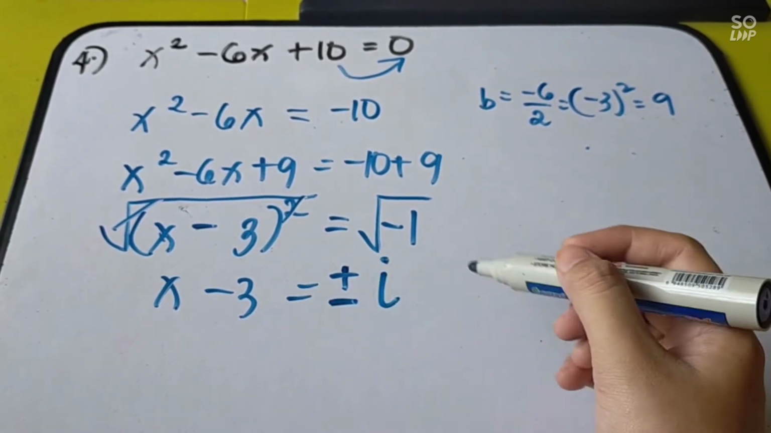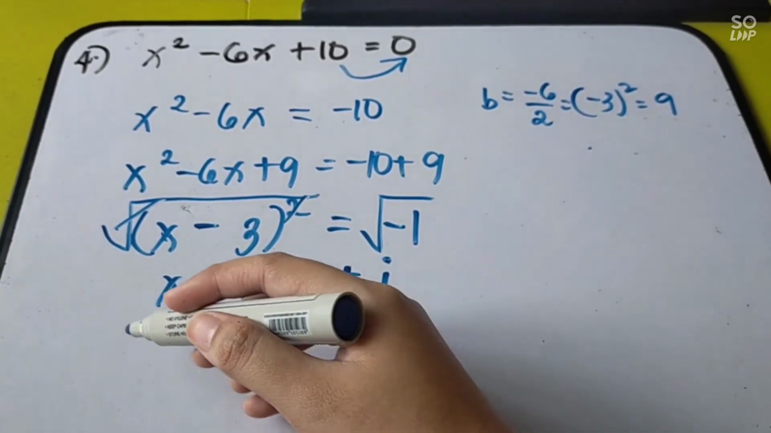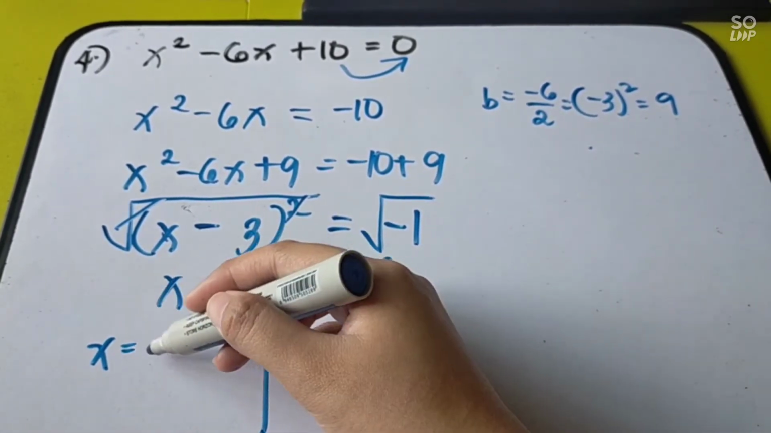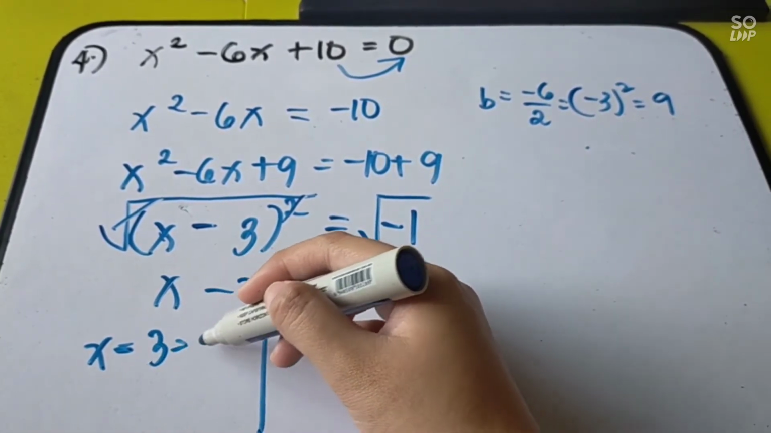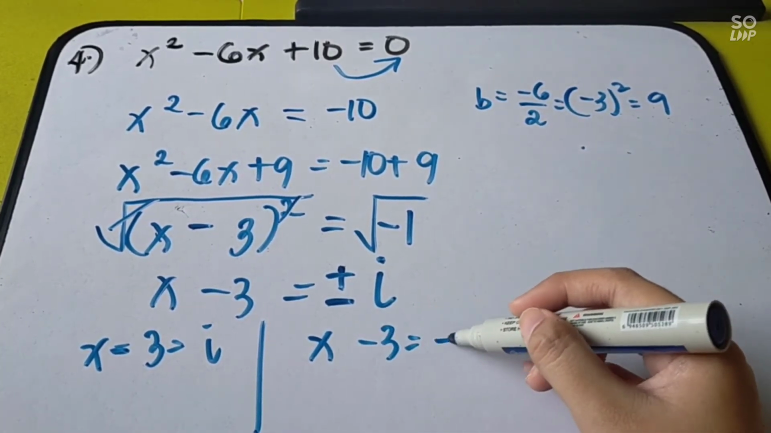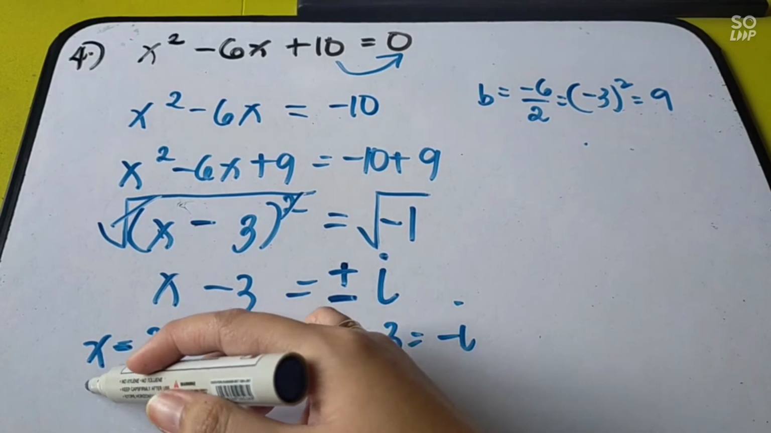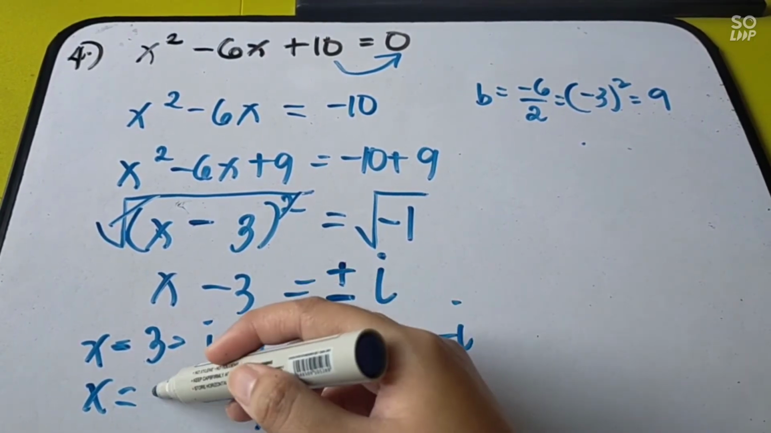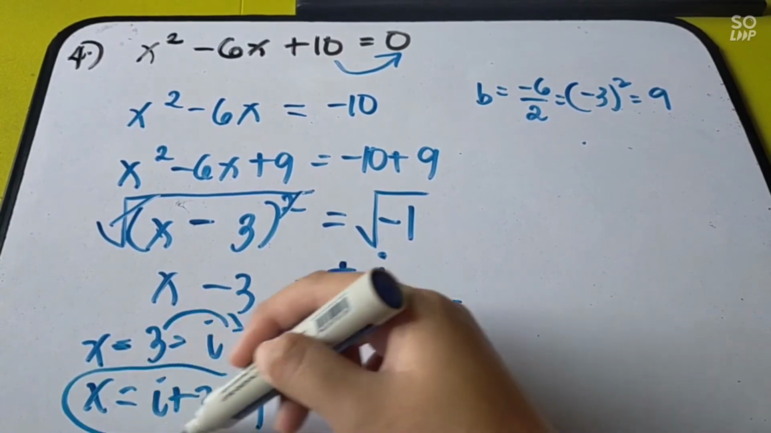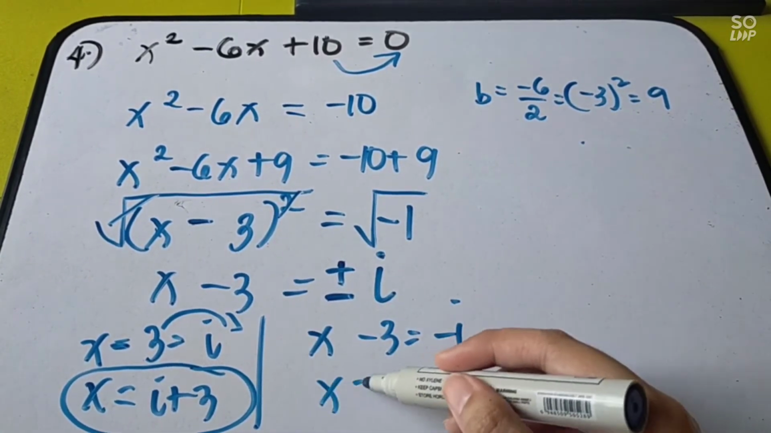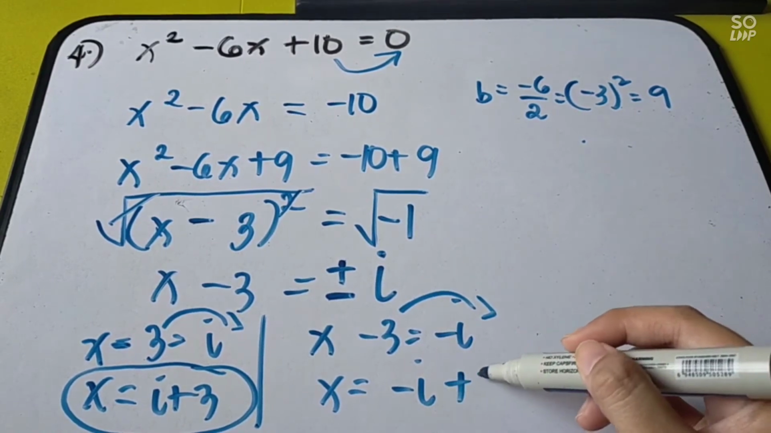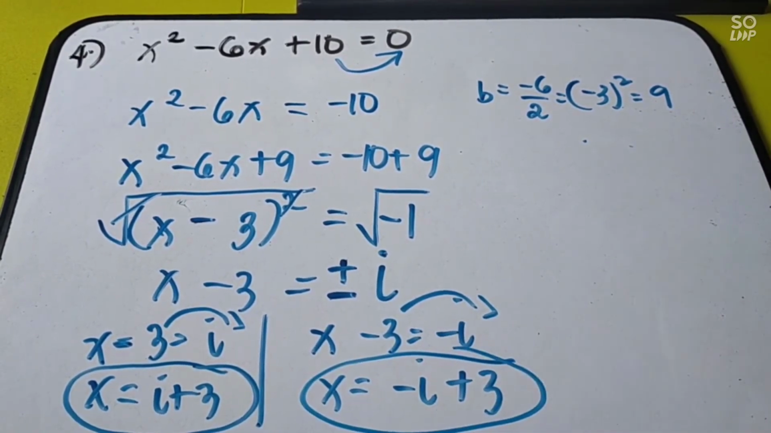Afterwards, if you have this one, pwede mo na siyang i-separate. So, i-separate natin si positive and negative. X minus 3 is equal to positive i. X minus 3 is equals to negative i. Then, we have here x is equals to i, plus 3. So, this is your first answer. X is equals to, just copy, negative i plus 3. So, this is the other answer.